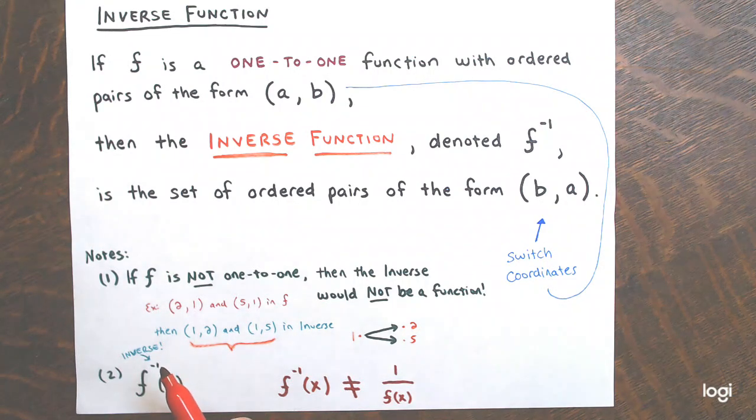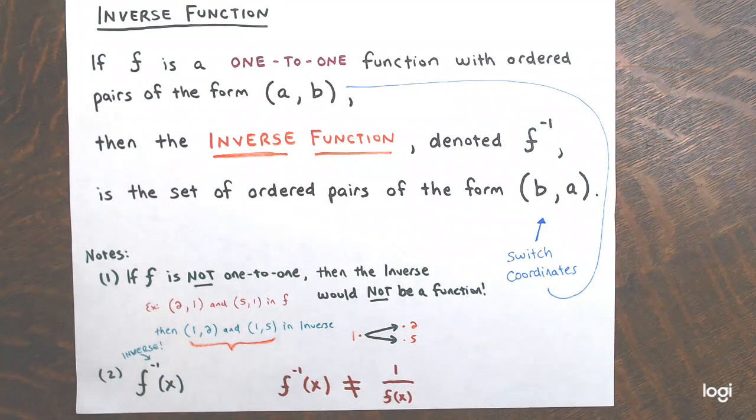So when that little -1 is over the name of a function, it means the inverse of that function, not 1 over that function to the first power, right? You don't use that negative power rule here, okay? So be very careful. That does not mean 1 over f. It means the inverse of f, the inverse function, f inverse. Okay, so I hope that's clear.